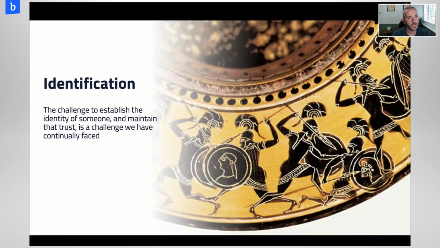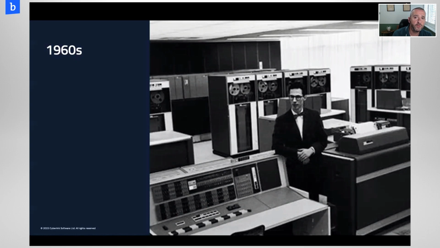All right, so I'm going to fast forward now to the first time this whole identification problem became a computer problem, became a digital problem. And to do that, we move all the way into the 1960s. What you can see in the picture here in the background is something called the Compatible Time-Sharing System that was built at MIT in the United States. The gentleman you see pictured is Dr. Fernando Corbato, who sadly passed away a few years ago.